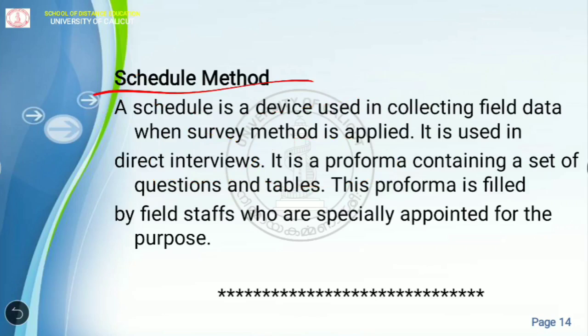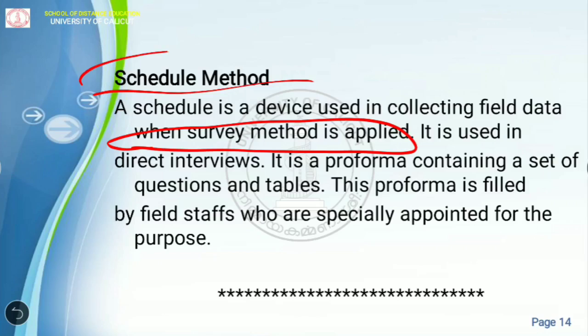Then the schedule method, the interview schedule. An interview schedule is a device used in collecting field data when the survey method is applied. Simply, the difference between questionnaire and schedule is this: if you prepare a questionnaire and it is filled in by the respondent, that is called a questionnaire. If it is filled in by the researcher himself or herself, that is a schedule. The schedule is actually the questionnaire, but it is filled in by the researcher, while the questionnaire is filled in by the respondent.